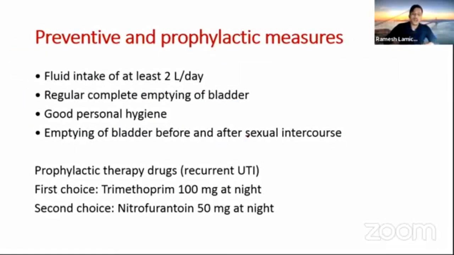How can you prevent urinary tract infection, or what prophylactic measures can you take? One is to increase fluid intake, at least 2 liters per day. Another is regular, complete emptying of the bladder. Another is personal hygiene maintenance, and you have to empty the bladder before or after sexual intercourse. So these are the preventive measures. Prophylactically we can use drugs, but it is generally used in recurrent UTI, not in general UTI cases. We can use trimethoprim or nitrofurantoin.